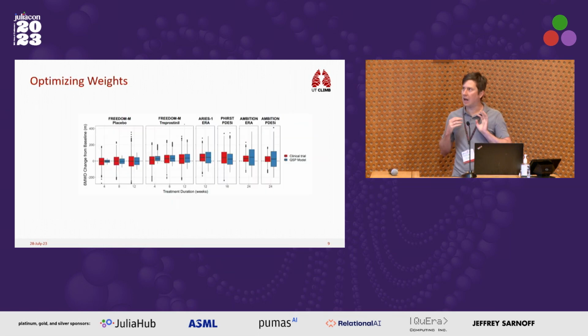Next, we optimize these weights, like I talked about, so we fit to clinical trials. We fit to one treprostinil trial, which was our own. That was our data there on the left. And then we grabbed two trials for ERA and two trials for PDE5 inhibitors from literature and fit to those. We got pretty close on the median and the distribution of patients.